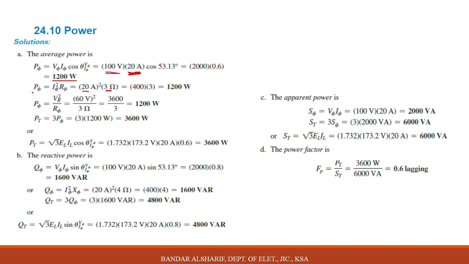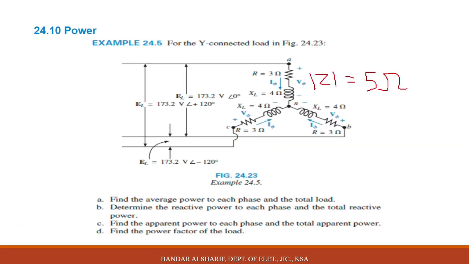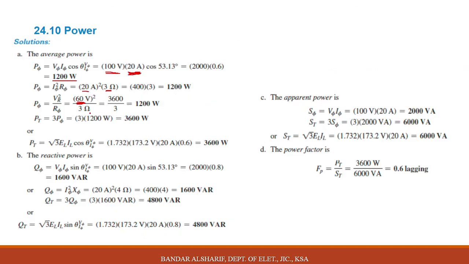You don't need to use these options to find the answer. One option is enough to solve, but this is to prove that all the options are correct. Voltage 60 is the voltage across the resistor. We know that the total phase voltage is 100, but across the resistor itself it is 60 volt. If you multiply 20 ampere by 3 ohm, you will get 60. 60 squared divided by 3, 3600 by 3, 1200 watt.